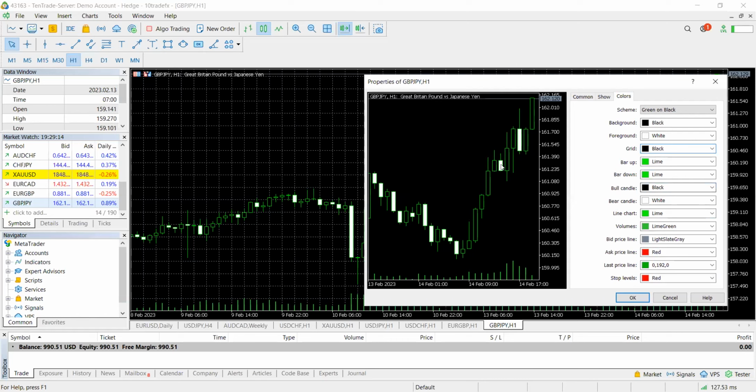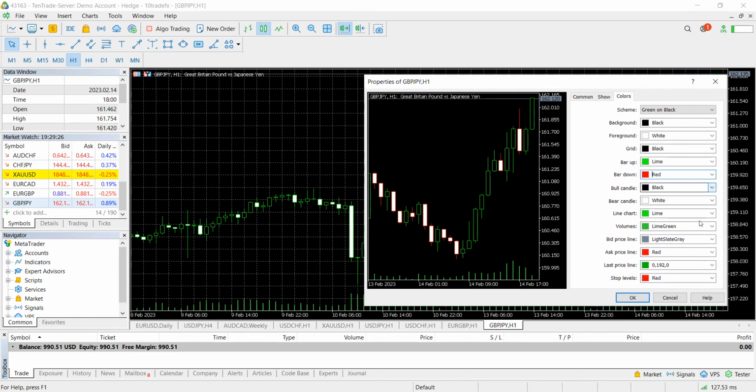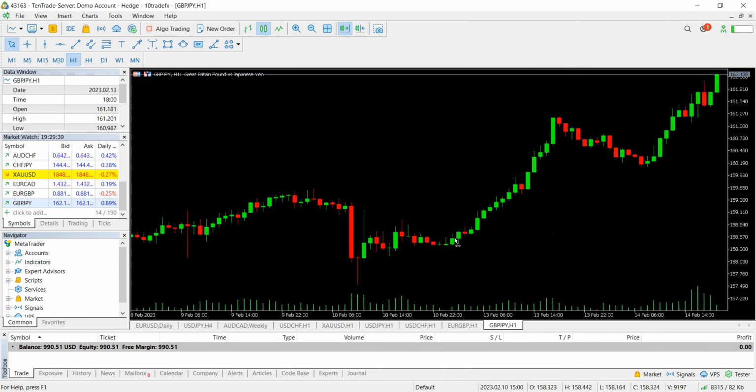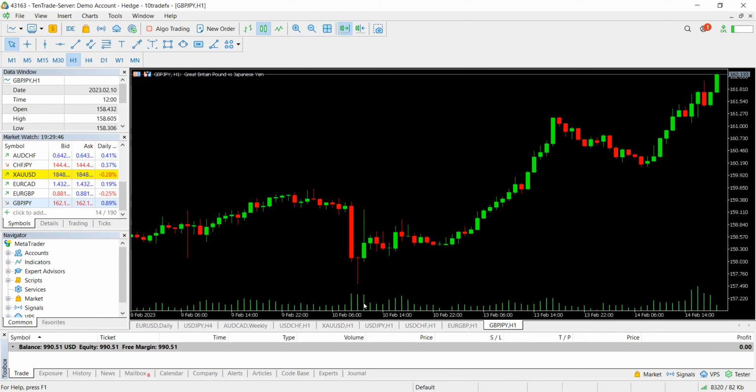As I'm making all the changes, you see the effect here. Bar up, line, bar down, I want to select red. Bull candle, I want it to be green, like the same line. Bear candle, red. All right, so looking at that, you can see my chart has changed. Perfect. So that's all you have to do. As you can see, this took us less than a minute. You can change the color to any color that you like. I'm just showing us the very, very important things that you need to do.